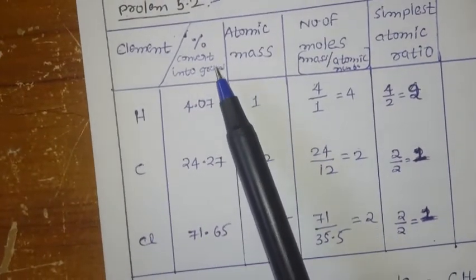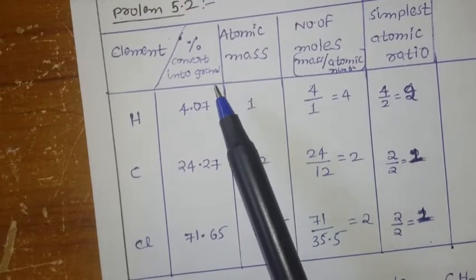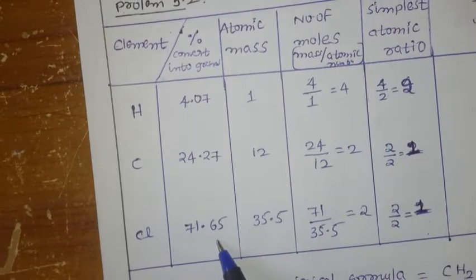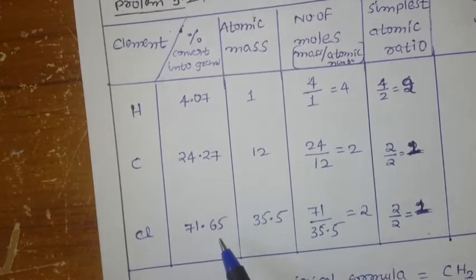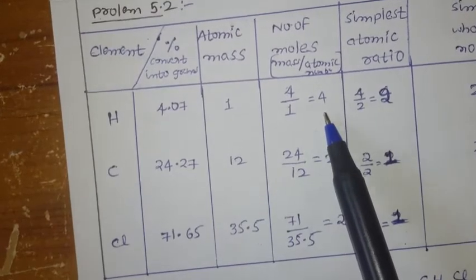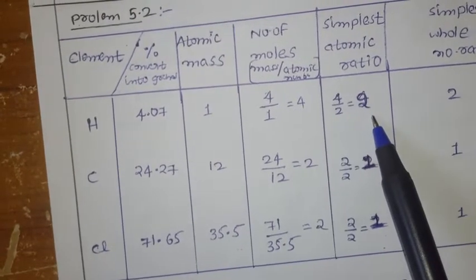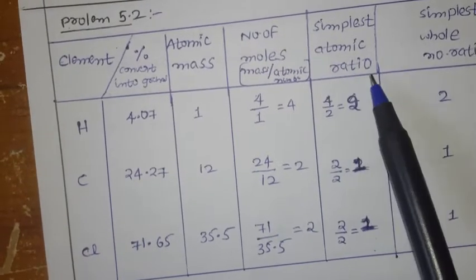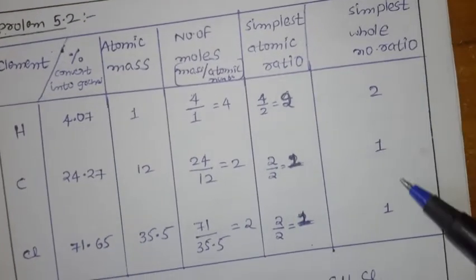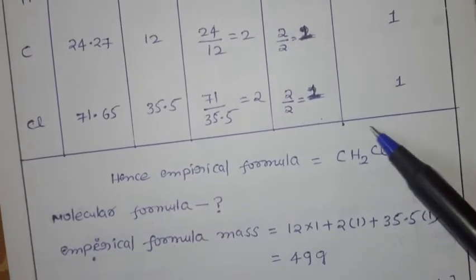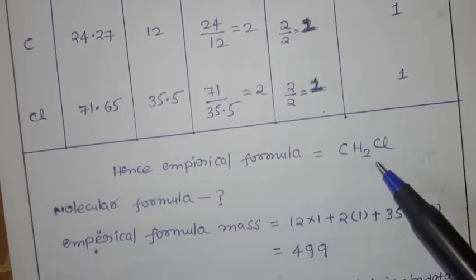So what we are doing, simply, in the steps: first calculate the percentage of composition given. We convert the percentage into grams, simply by removing the percentage symbol. Then you calculate the number of moles of each element. Divide all the numbers of moles by the smallest number to get the simplest atomic ratio. That number you write as the subscript of each element. Then you get the empirical formula.